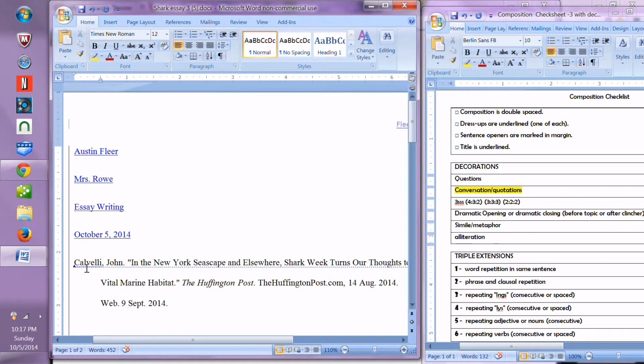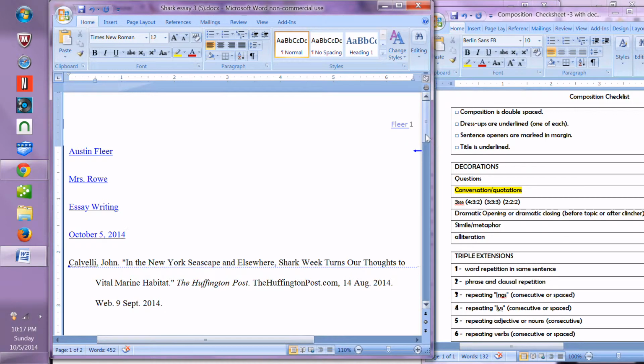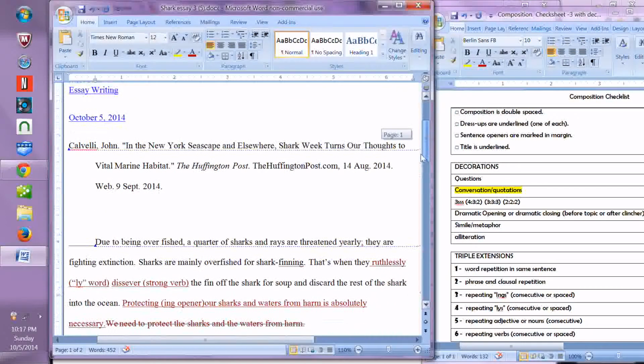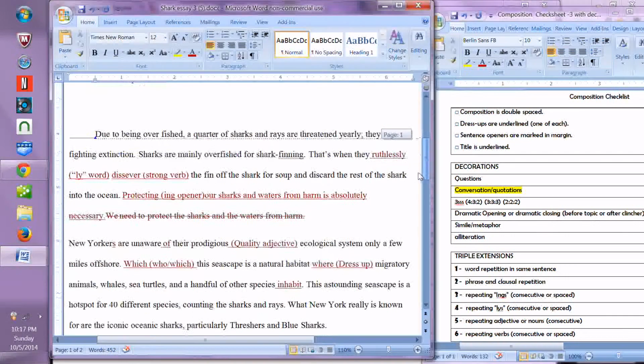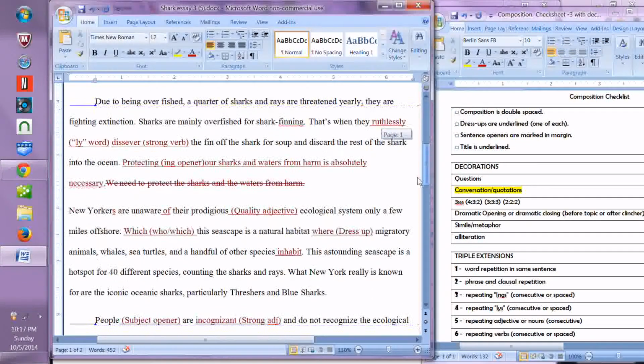You have your citation, you have it in a hanging indent. It's perfect that way. So let's go ahead and go through. I'm going to point out a couple of things that you need to work on. Most of this looked really well done.